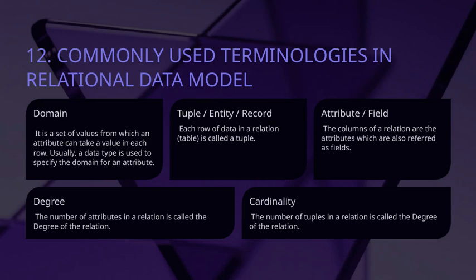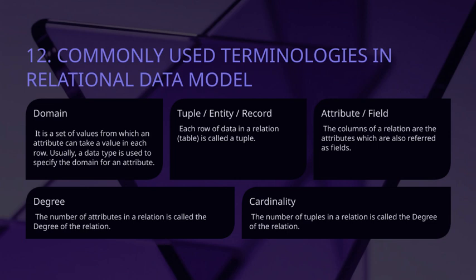Let's take a closer look at some of the most commonly used terminologies in the relational data model. First, we have the concept of a domain. This refers to the set of values that an attribute can take within each row of a table. Typically, we specify the domain using a data type, which helps ensure data consistency and integrity. Next is the degree of a relation. This is simply the number of attributes, or columns, in a relation or table. Think of it as the width of your table. Moving on, we have the term tuple, also known as an entity or record. Every row in a table is called a tuple, representing a single data entity or instance.